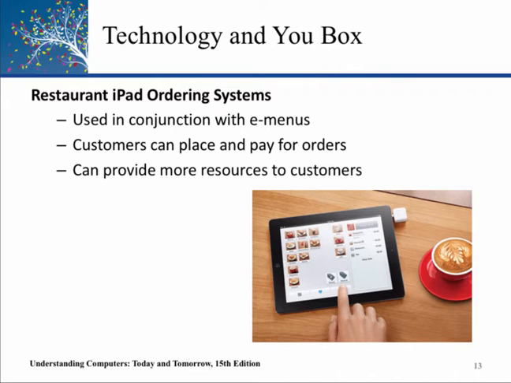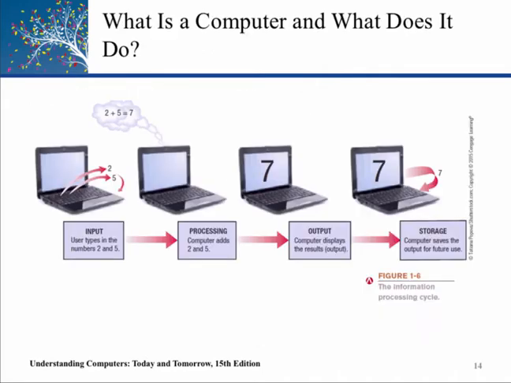Okay, so a computer can be broken down into 4 unique steps. First, it takes input. So we type in 2 numbers, a number 2 and a number 5. Then we press enter or some key to tell it to start processing. So then the computer in this scenario is going to add those 2 numbers for us. So it's going to add 2 and 5. Then it's going to output it.